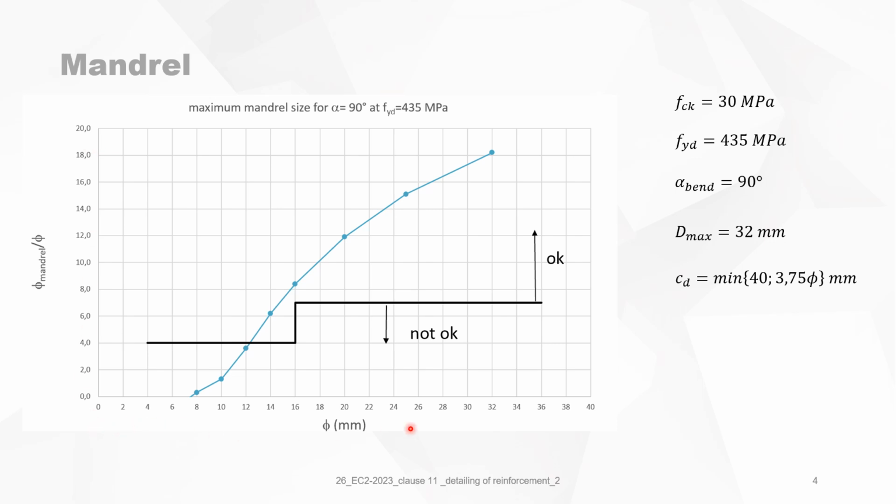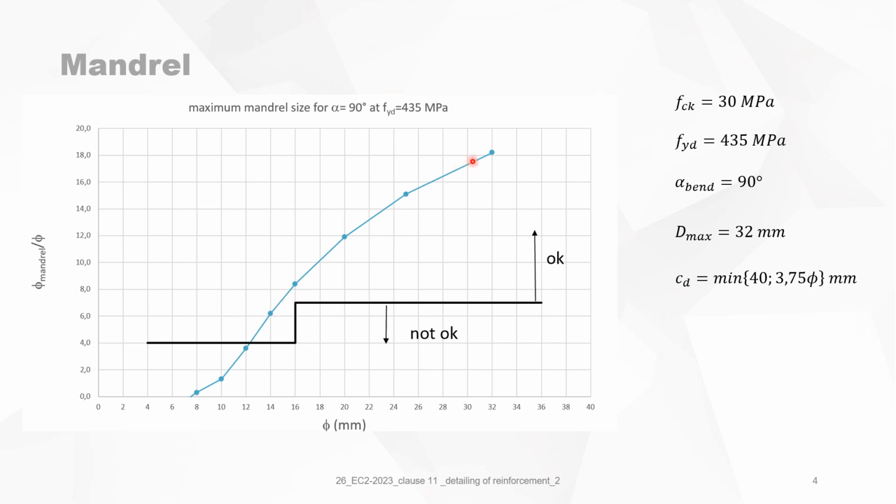We look again at the graph. The x-axis is the diameter of the rebar, and this time on the y-axis it's the ratio of the mandrel diameter divided by the diameter of the rebar. The black line is the line for the minimum mandrel diameter. So you will see that for diameters smaller than 16, it's 4 times the diameter, and for diameters bigger than 16, it is 7 times the diameter.